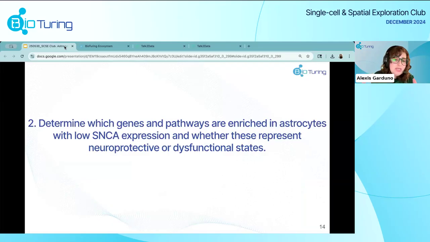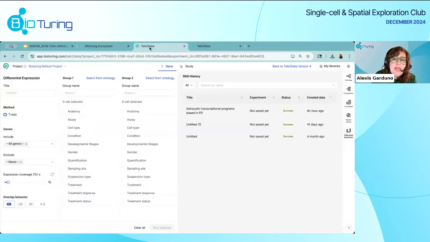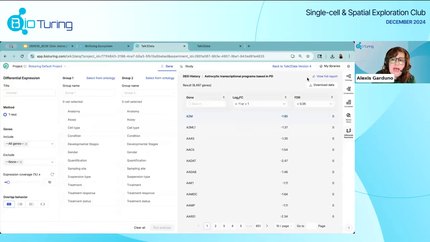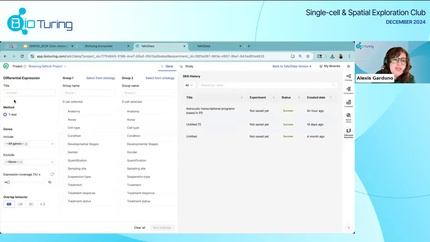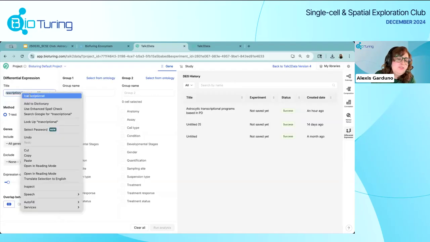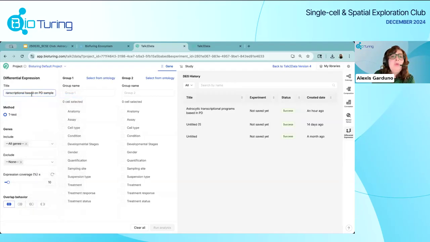So can we actually look at these processes in the database? In order to do that, again, we'll go into the differential expression feature. We'll add what exact analysis we're doing. In this case, if I go back to the DG history, we'll be looking at astrocytes, transcriptional differences based on PD samples. Or you can add any specific title to the analysis so you're able to go back and know exactly what groups you were trying to compare.